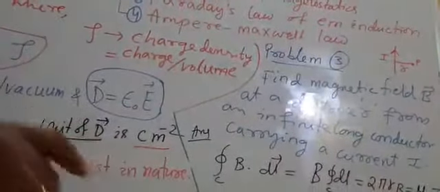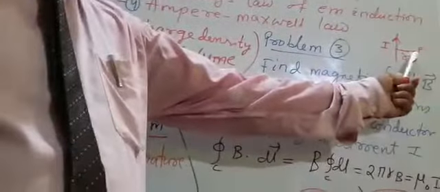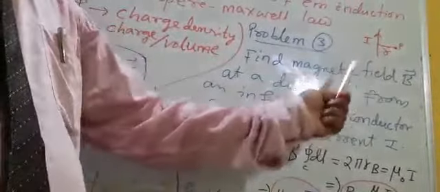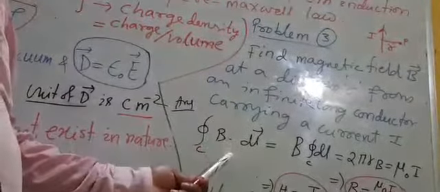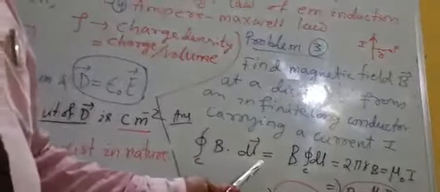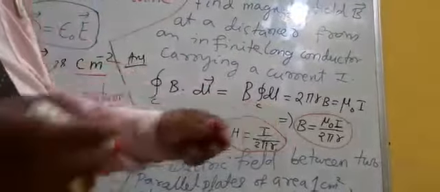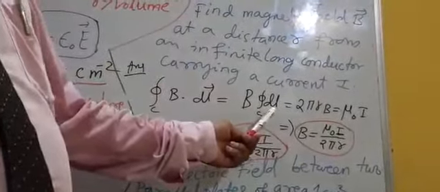you have to find the expression of the magnetic field. At point P you have to find the expression of the magnetic field. It is a long straight conductor. Okay. So as per the law, line integration of B dot dl is equal to B dl cos 0, taking B and dl in the same direction. So what is dl? dl is the elementary length of the conductor. So the line integration of dl is 2 pi r.